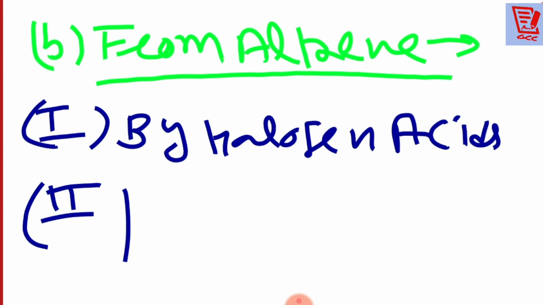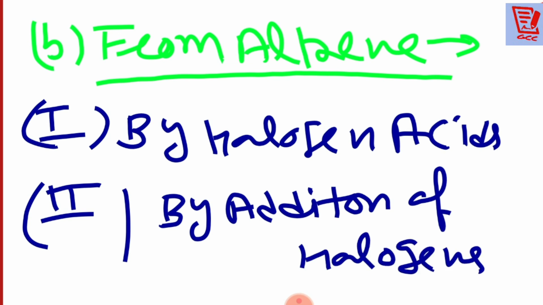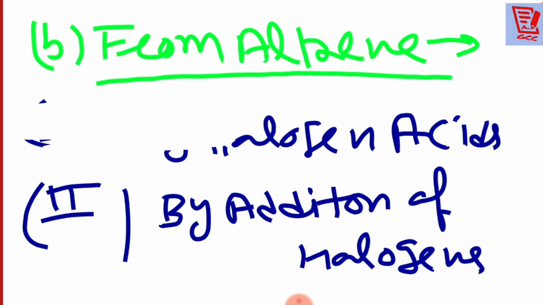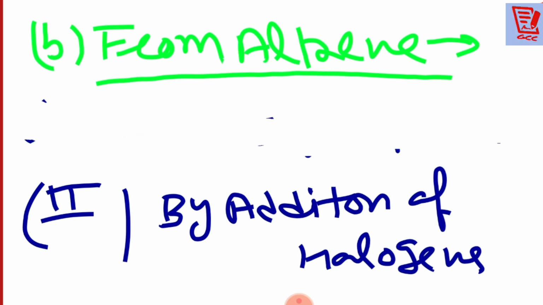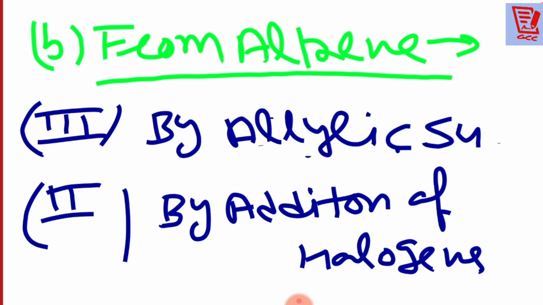by the addition of halogens. Same way, number three we are having, that is by the allylic substitution. So three parts are there for the alkene, that we are going to start one by one.